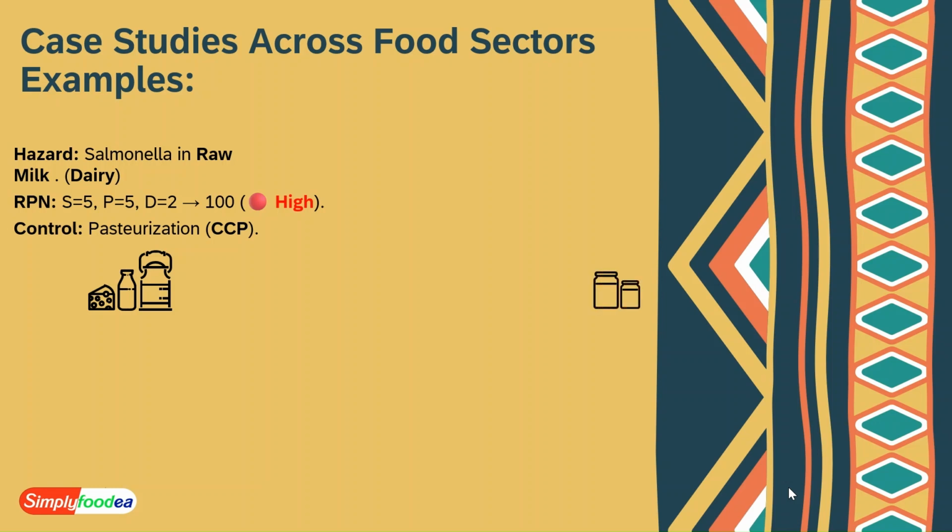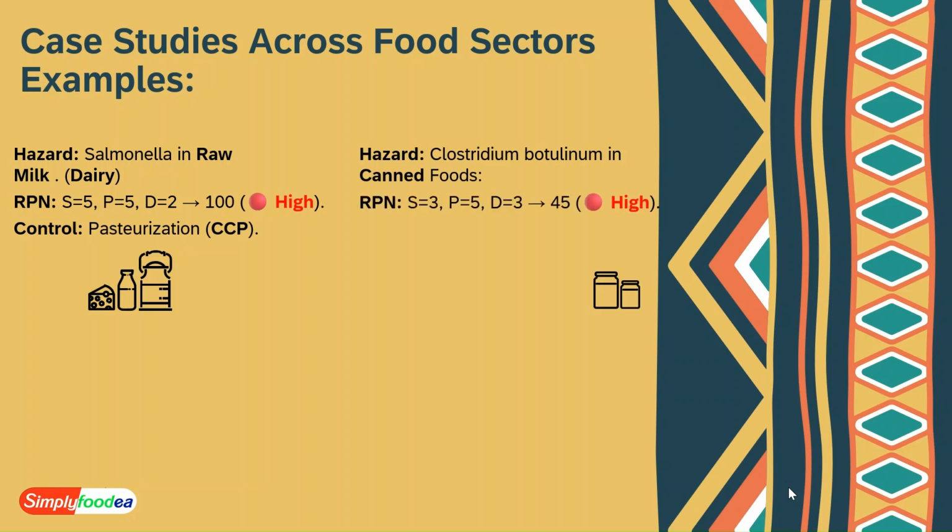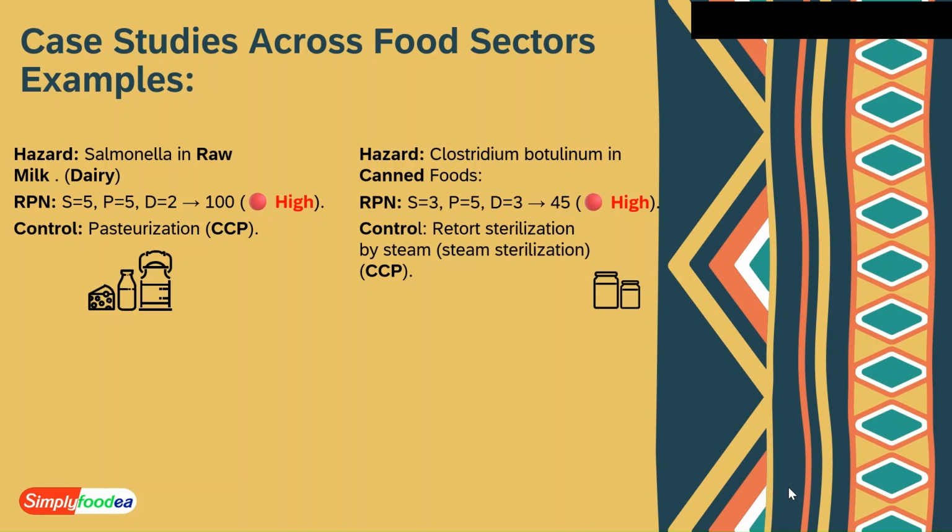On the other side, in canned manufacturing, the hazard is Clostridium botulinum. The HACCP team also agreed that the RPN will be 3 multiplied by 5 multiplied by 3, so the score will be 45, which is high risk. So the control will be retort sterilization or steam sterilization, which is also a CCP. And also in this case, you can have the decision tree according to the FSSC standards, so you can decide whether, if there is any other control in the process, it will be an OPRP or a CCP.